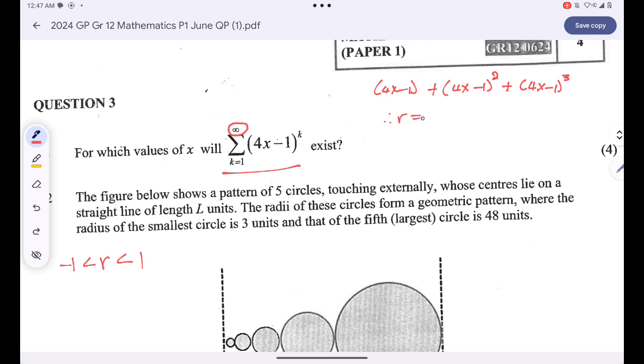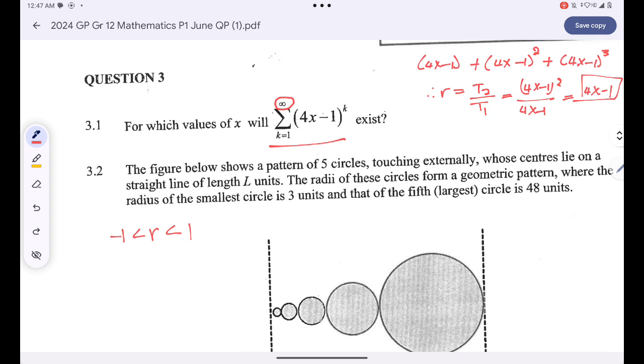Therefore, my common ratio, which is just t2 over t1, is basically equal to (4x minus 1) squared all over 4x minus 1, and then this will simply give me 4x minus 1. This is my common ratio. Are you together? So I know that my common ratio, which is 4x minus 1, should be between -1 and 1 for this over here to exist.